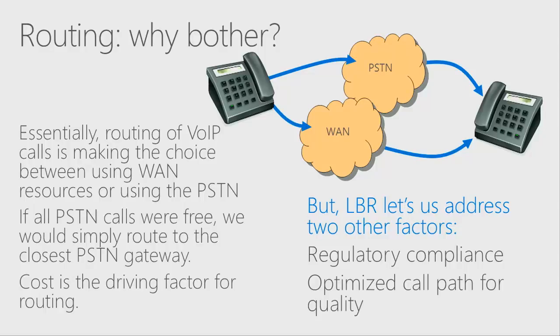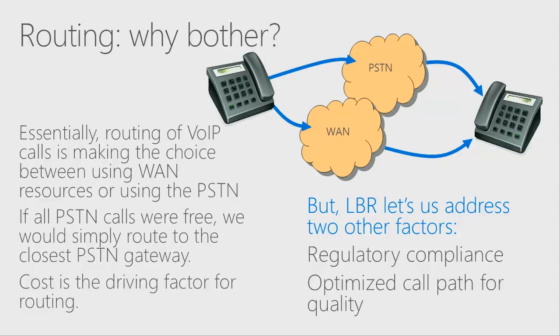If the cost of the call doesn't matter, if I have 2 gateways in 2 different cities and I'm calling a third city, it might not matter in terms of my PSTN toll charges which gateway I used. But in terms of quality, I might want to use the gateway that's closest to the user. Right?